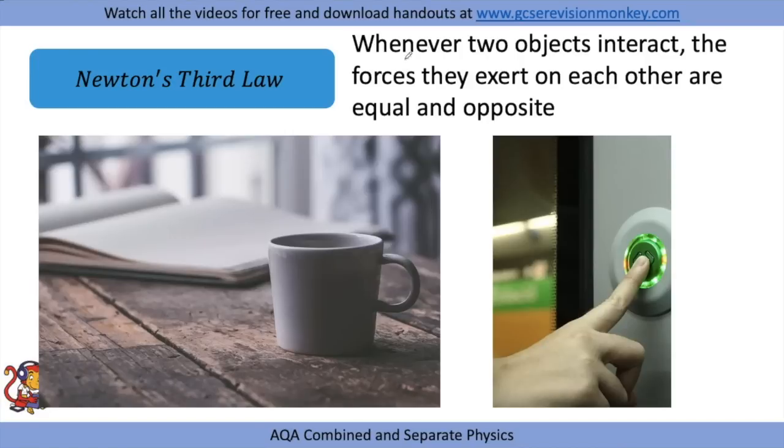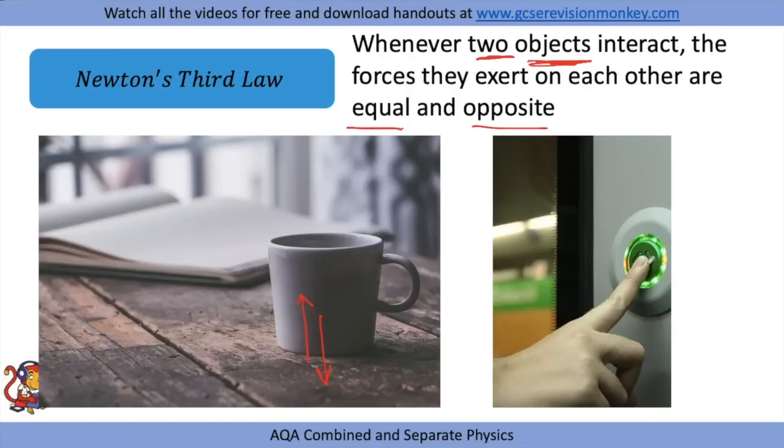Newton's third law says that whenever two objects interact, they have to be two different objects. Whenever two different objects interact, the forces they exert on each other are equal and opposite. So this is that equal and opposite law. So for example, when you sit this mug on a table, the mug will exert a force on the table, and the table will exert a force on the mug that is equal in size and opposite in direction.